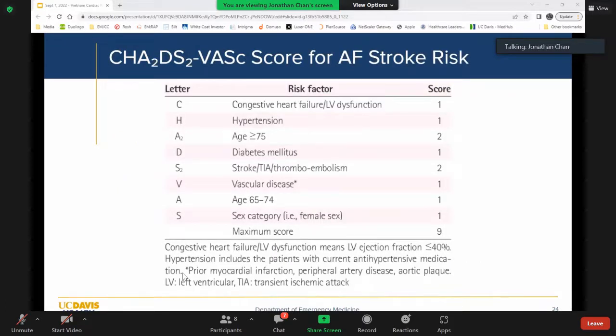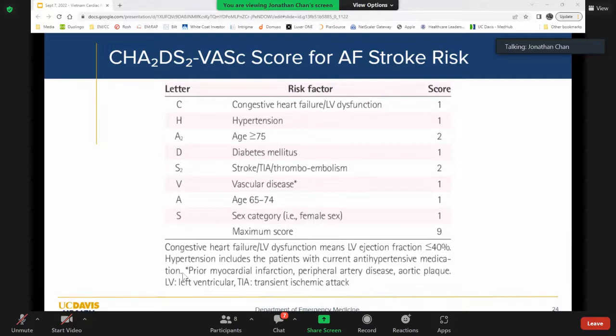So there's a score that we use, and it's what we call the CHA2DS2-VASc score for atrial fibrillation stroke risk. So what happens is when you have atrial fibrillation, the atria, the left and right atria at the top of the heart, are beating irregularly. And that can cause a blood clot to form there. And the blood clot can break off and travel out of the heart and into the brain, and that can lead to a stroke.